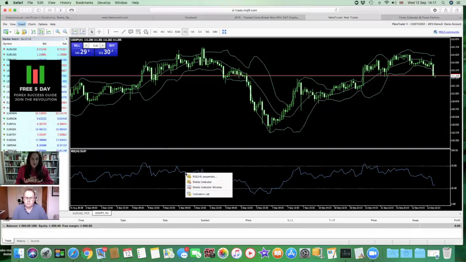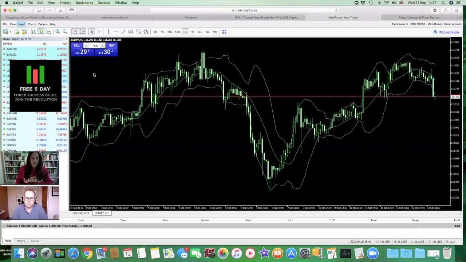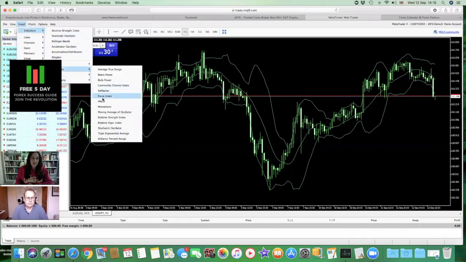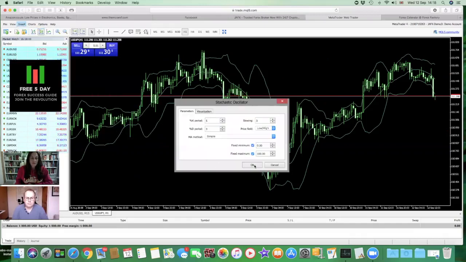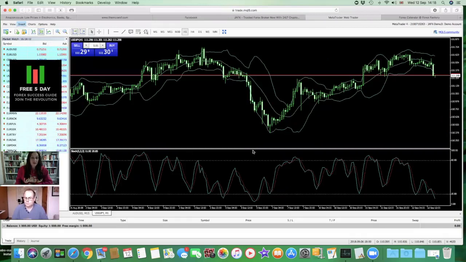Right, I'm going to remove the RSI. I'll keep the Bollinger Bands on there for now. I'm going to insert another indicator. This one's called the Stochastic, and this is another really good indicator. It's called the Stochastic Oscillator. We just use default settings on this. You don't need to worry about changing settings. The default settings are good. So, right, this here is letting you know who is in control of the markets. Are the buyers in control or are the sellers in control?